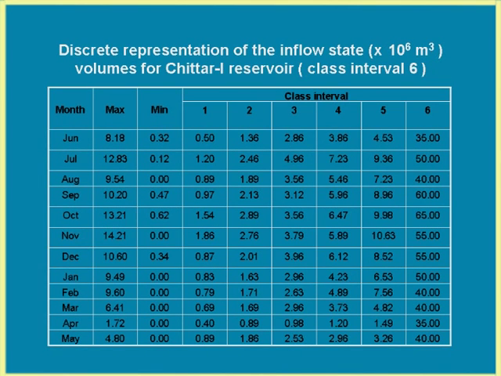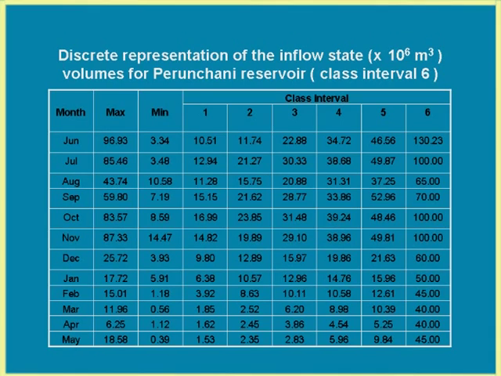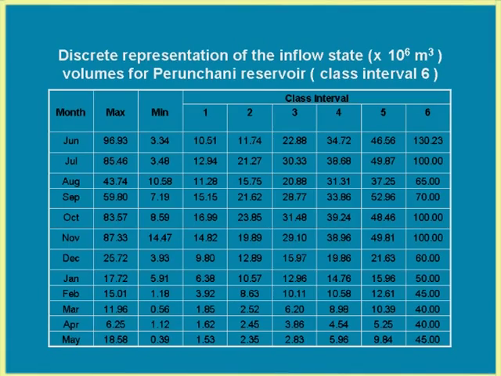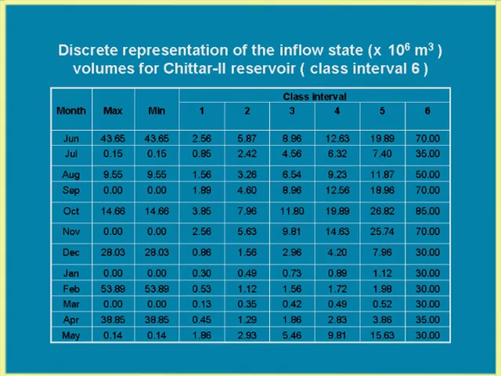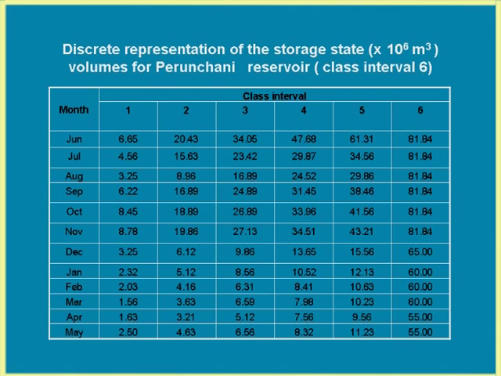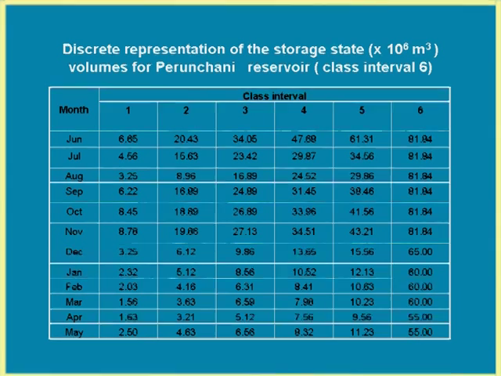See, we should carefully discretize this value, such that your transition probability does not have 0 values. I will tell why, what is the problem. This is for the fourth reservoir, Perinchani, Chittar 1 and Chittar 2. Suppose if this is the transition probability, out of 6 ranges, 4 ranges are 0, and the first range is 0.5 and the second range is 0.5. Mathematically, the total probability is 1. But the other ranges are 0.